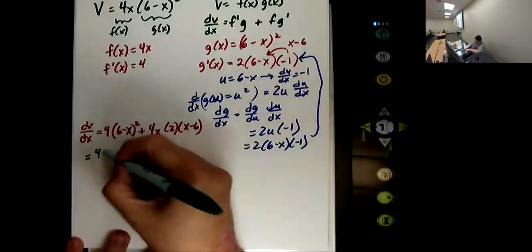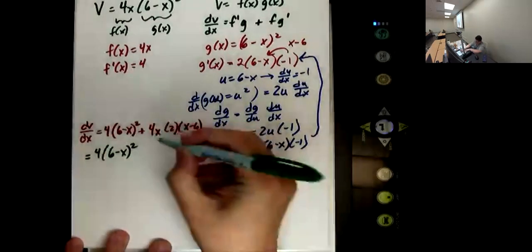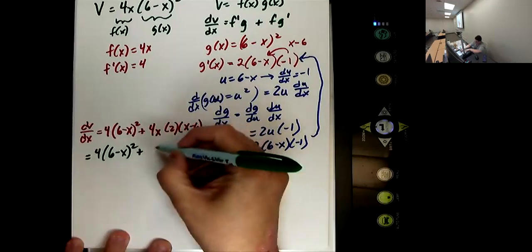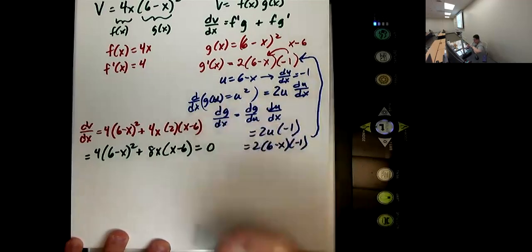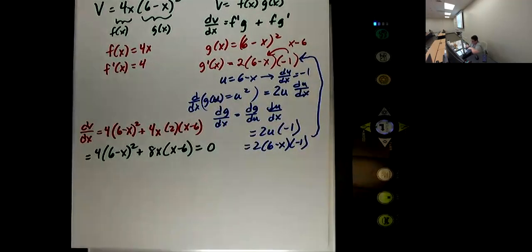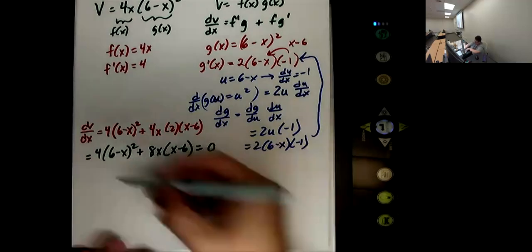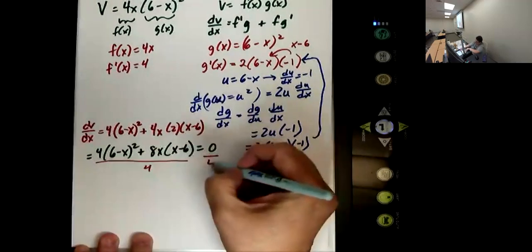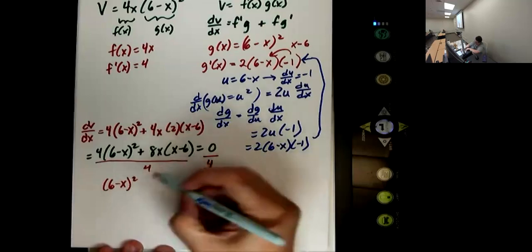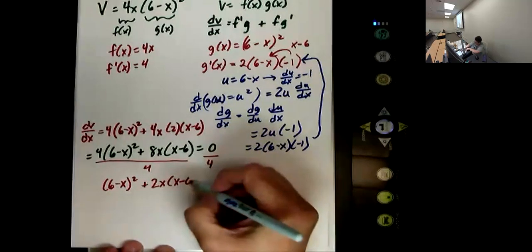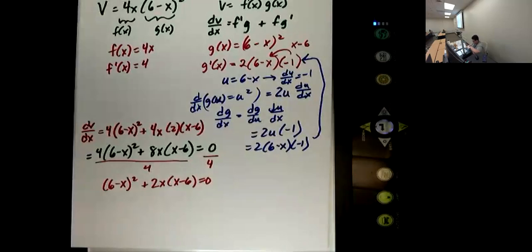So I got 4 times (6 minus x) squared plus, I can multiply the 2 times the 4, I got 8x times (x minus 6) equals 0. We need to multiply this stuff out, but let's try to work smarter rather than harder. I've got a 4 on this and an 8 on this. I can divide everything by 4 on both sides. And if I do, I get (6 minus x) squared plus 2x times (x minus 6) equals 0. That at least makes it smaller.